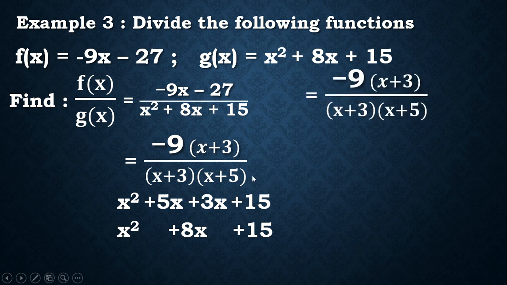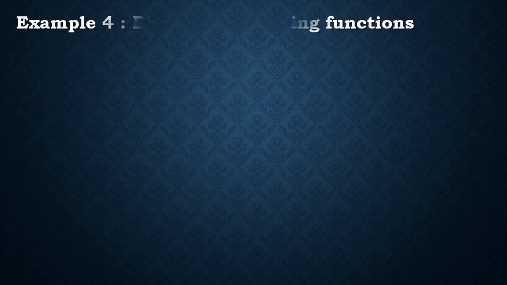And then we have to cancel the common factor in the numerator and denominator. We have x plus 3 and x plus 3. We have to cancel it out. So our answer for example number 3 is negative 9 over x plus 5. Let's proceed to our example number 4.